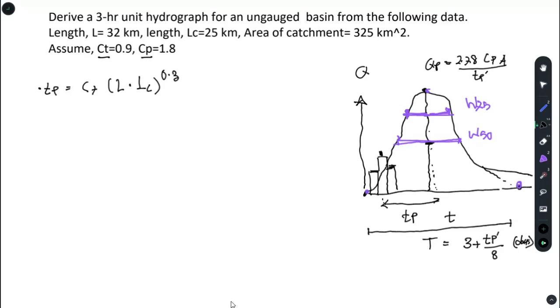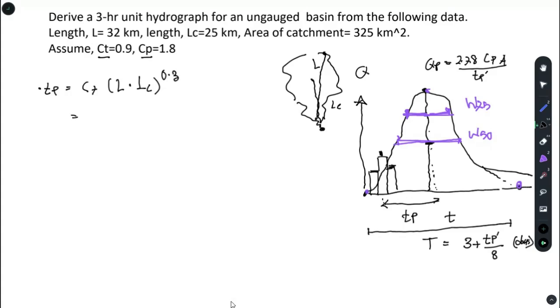What do I mean? Let's say you have a catchment over here, and you are interested in finding the unit hydrograph for this point, and you have a centroidal point over here. This distance is LC, and say this is your furthest point, so this distance is your L. I hope you have understood this.